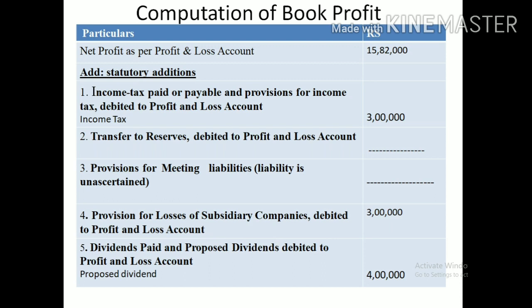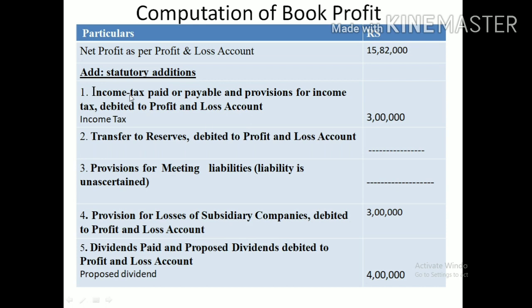As per this format, first we should take the net profit, that is 15,82,000. Then to that we should add statutory additions. When you remember the format, it's a very simple calculation. I have taken it as per the format here, and I'm going to discuss it with you in the solution. The first one is income tax paid or payable or provision debited to the profit and loss account. Yes, we have income tax in the profit and loss account, so take 3 lakh.